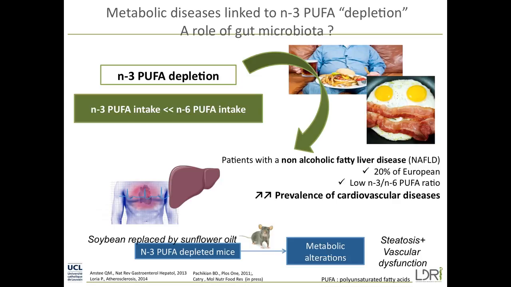It was quite simple, finally. We replaced the soybean by sunflower, and we treated mice for quite a long time, and we could recapitulate the metabolic alterations, namely the occurrence of steatosis, but also changes in the vascular function in the gut of the mice treated with the omega-3 deficient diet, without creating inflammation, without creating obesity. It's quite a pure metabolic alteration.